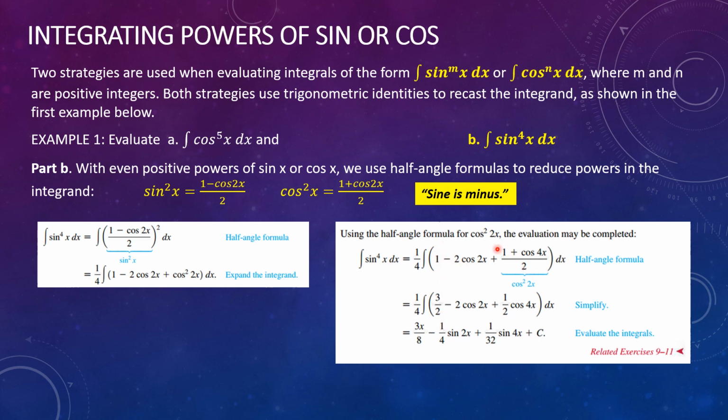Okay. Well, we make this into two fractions. So 1 plus cosine of 4x over 2 gives us 1/2 plus 1/2 cosine 4x. So that 1/2 plus 1 gives us the 3/2, minus the cosine 2x is still there, plus 1/2 times the cosine of 4x. Now we can simply take the integral of all of these and integrate them, and we get our final answer, which is 3x over 8 minus 1/4 times the sine of 2x plus 1 over 32 times the sine of 4x plus c, the constant of integration.